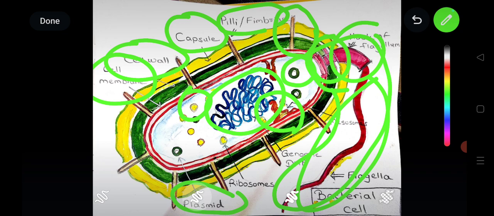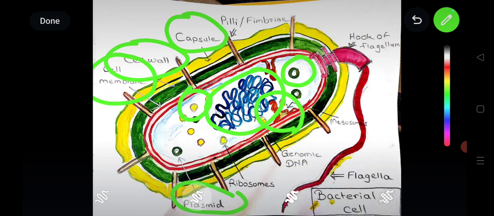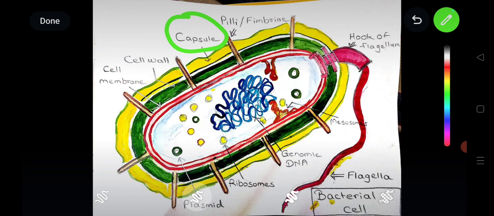So in this way we have seen different structures of the bacterial cell and their functions in short.